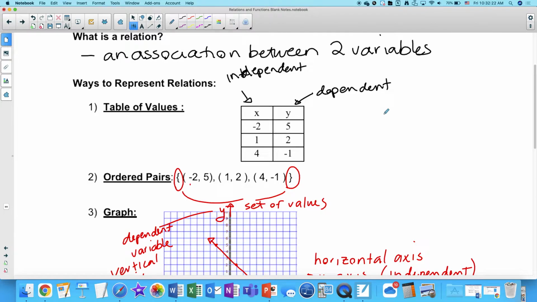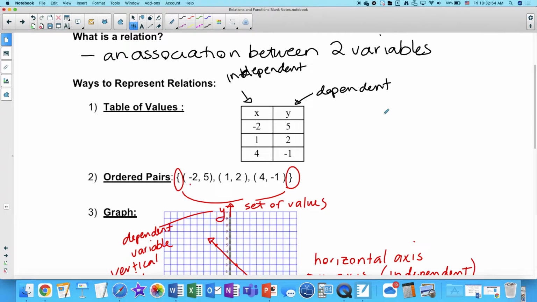The independent variable is increasing, whereas the dependent variable is decreasing. Okay, so that's true. Independent is increasing, dependent is decreasing. But again, I want between the rows. Not this one's going up, this one's going down. So we've got -2 and 5, 1 and 2, 4 and -1. What is it? It goes up by 3.